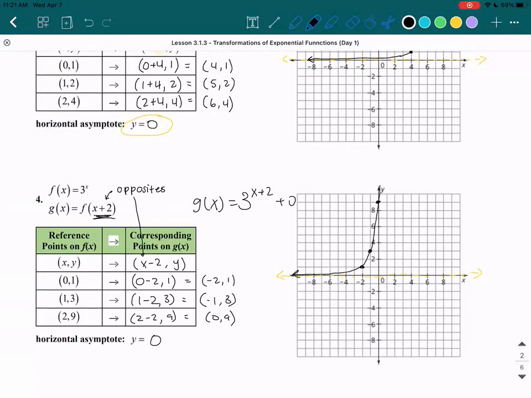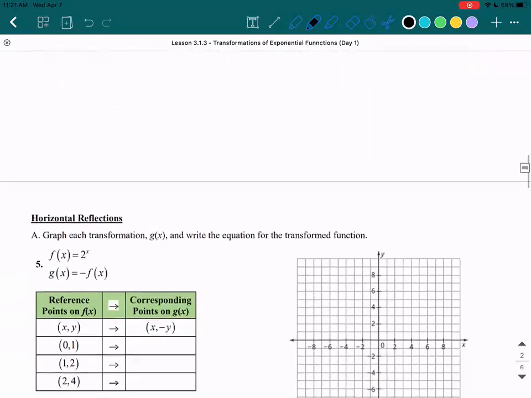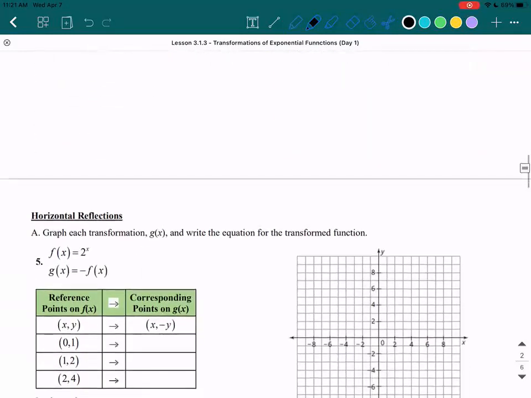And so remember, you don't want your graph to touch your asymptote, you just want it to get really close, okay? And that's it for these examples. Let's go on to the next video for horizontal reflections.